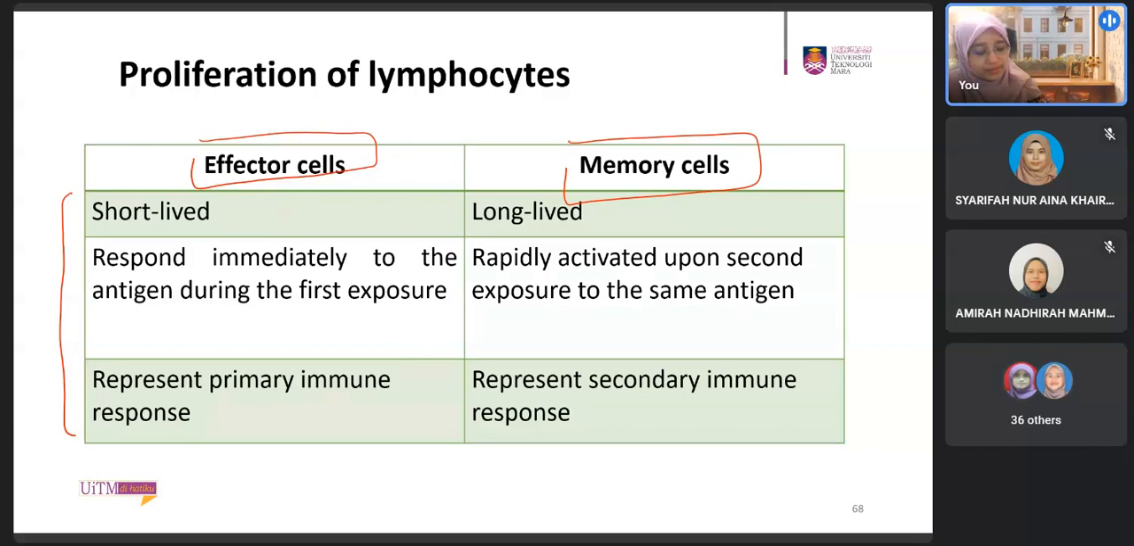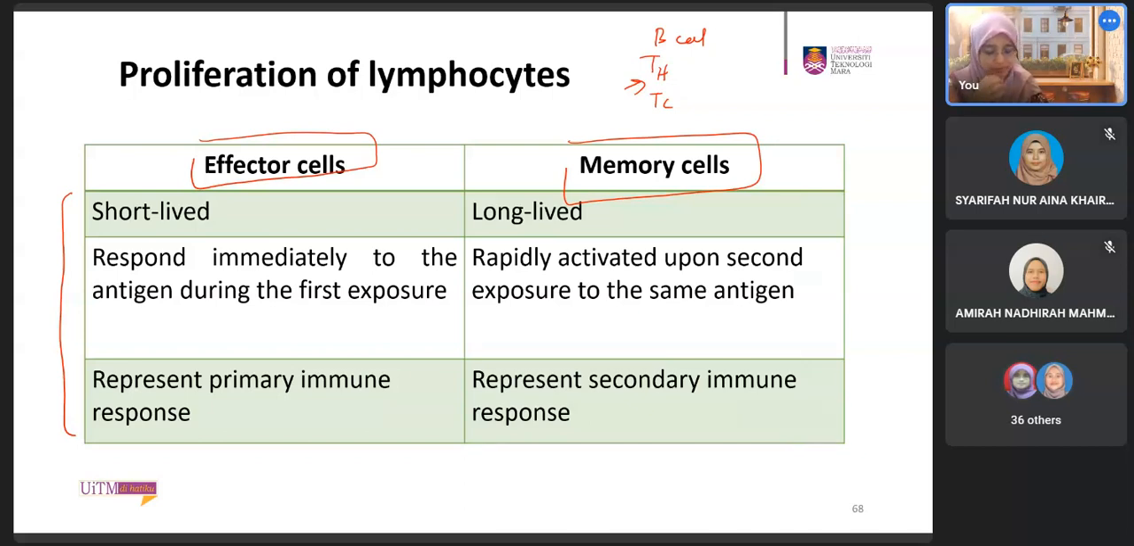Effector and memory cells apply to all these cells: B cell, the helper T cell, and also the cytotoxic T cell. It applies to all these cells. Okay, so B cell ada effector dia, memory cell dia ada juga memory cell, helper juga dia ada effector, dia ada juga memory, cytotoxic T cell dia ada juga effector, dia juga ada memory.